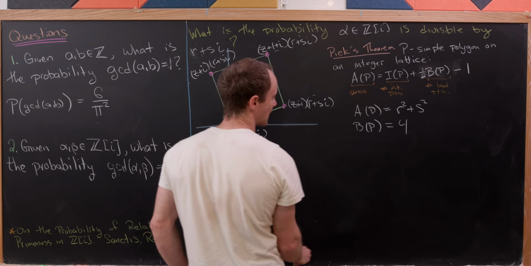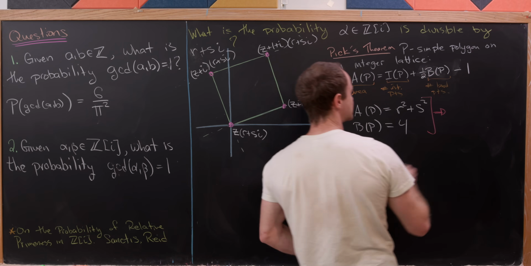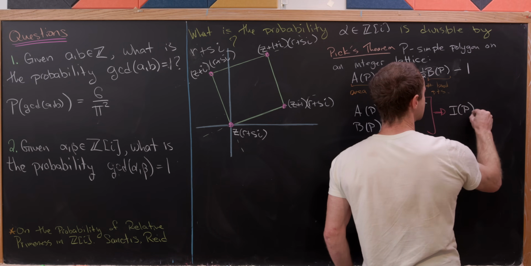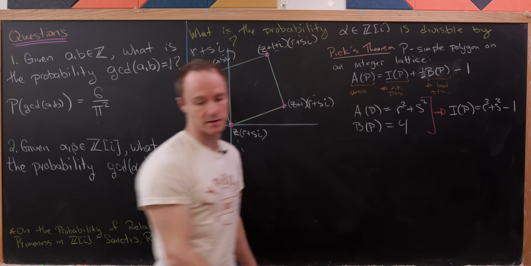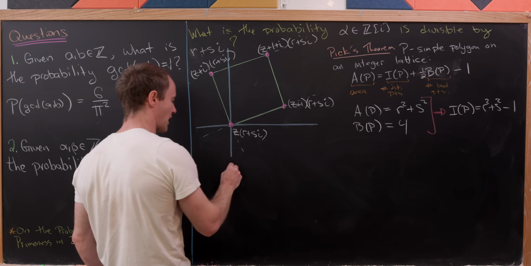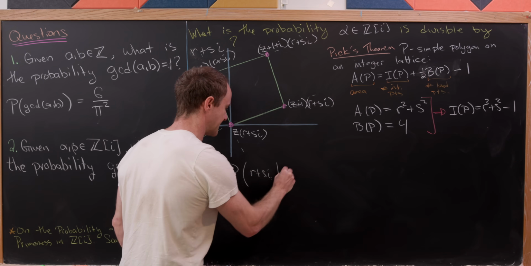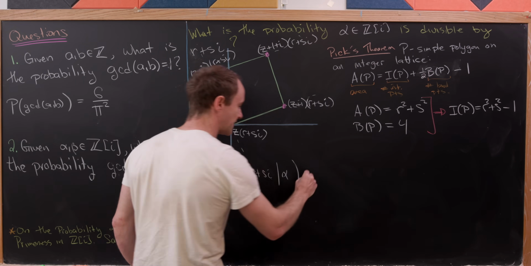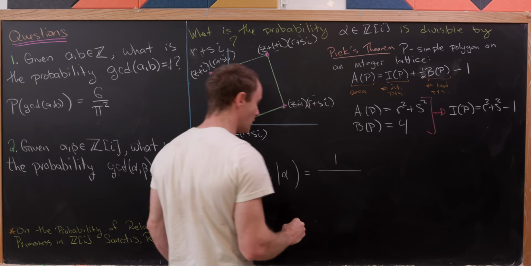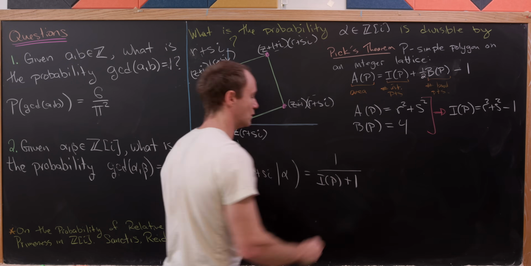But now let's observe that we can put this area and number of boundary points together to determine that the number of interior points is r squared plus s squared minus 1. Now we're ready to calculate our probability. So what's the probability that r plus si divides our number alpha? So we can think about this as 1 over the number of interior points plus 1.